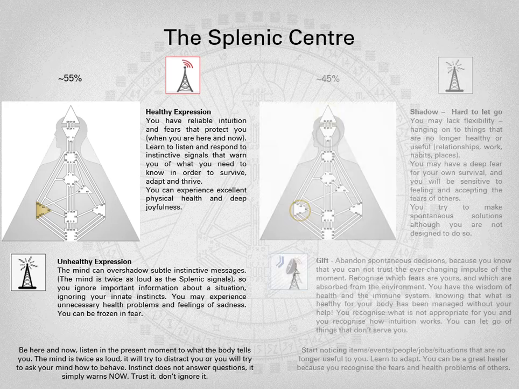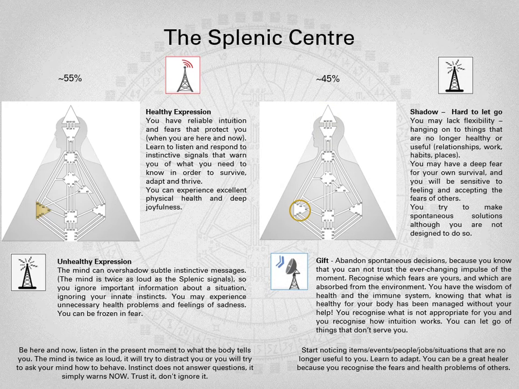And the shadow of the open spleen is that it's hard to let go. You may lack flexibility, hanging on to things that are no longer healthy or useful, whether that's relationships, work, habits, or places. You may have a deep fear for your own survival, and you will be sensitive to feeling and accepting the fears of others. You try to find spontaneous solutions, although you are not designed to do so.